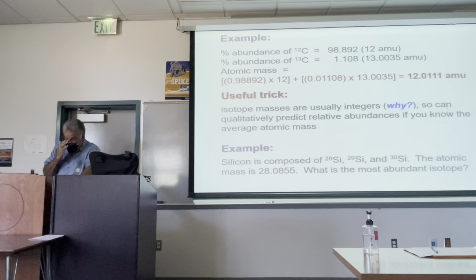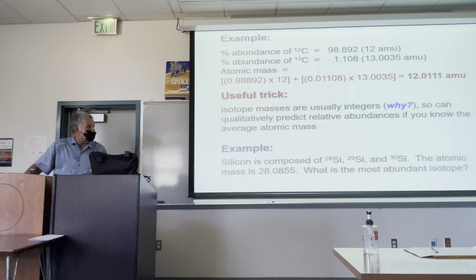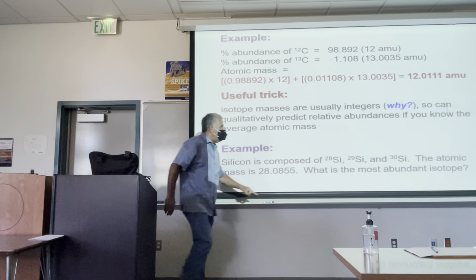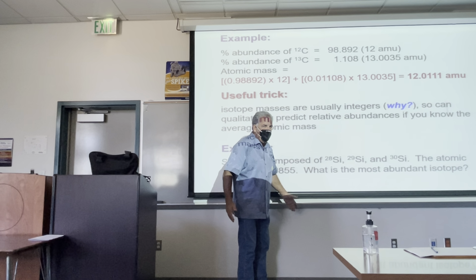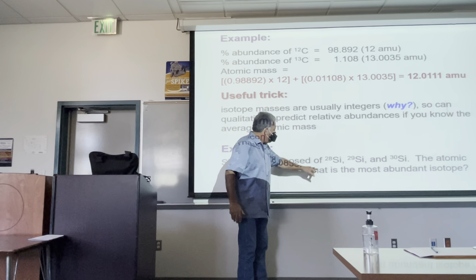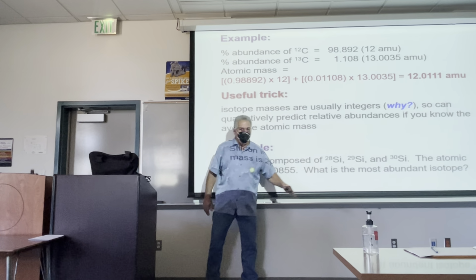Silicon is composed of silicon-28, silicon-29, and silicon-30, and the average atomic mass is 28.0855. What is the most abundant isotope, just by looking at that? Would it be 30? Is it just the higher number? If we had more of 30 than anything else, what would the average mass be close to? Closer to 29 or 30? Yeah, exactly. Since the mass is 28.0855, most of the silicon is silicon-28.